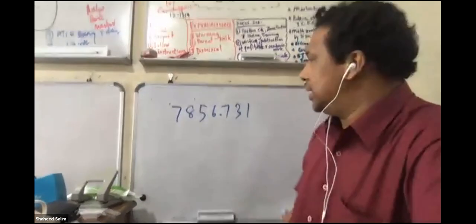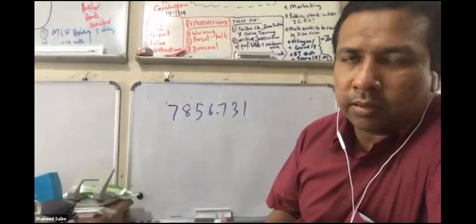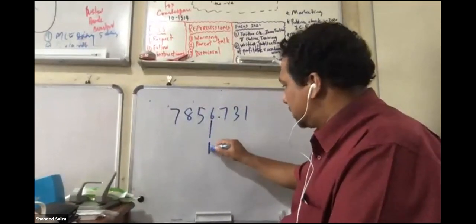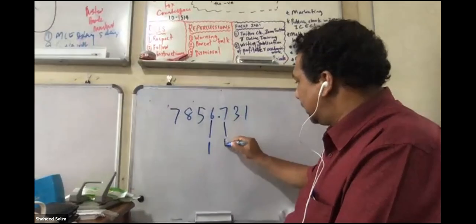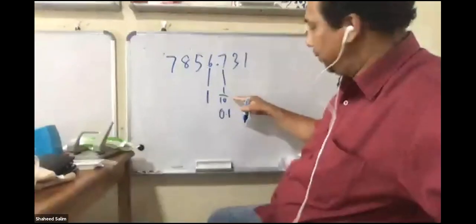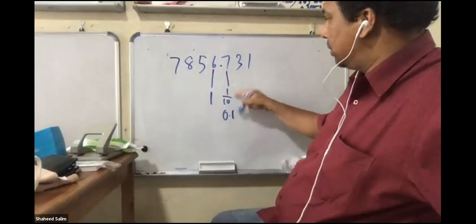Zahin, which digit is in the ones place? 6. Okay. So now, watch. This 6 is in the ones place. This one is in the tenths place. We call it 1 over 10, also known as 0.1. This is the same. 0.1 and 1 over 10 are the same.